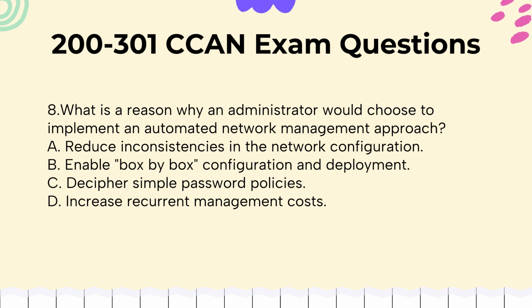D. Implementing automation in network management often results in decreased recurrent management costs rather than an increase. While there may be initial investment costs associated with setting up automation systems, the long-term benefits include improved efficiency, reduced manual labor, and minimized errors, which can lead to cost savings over time.